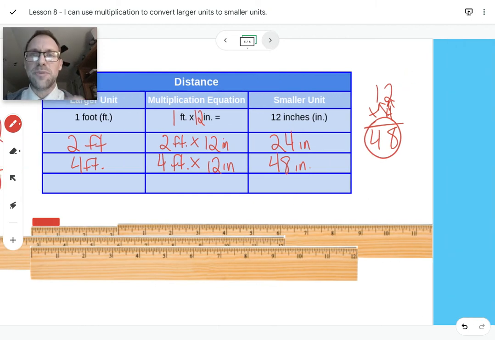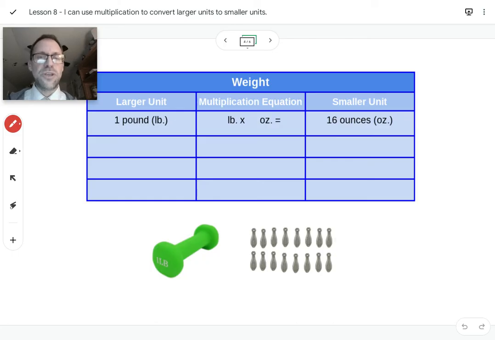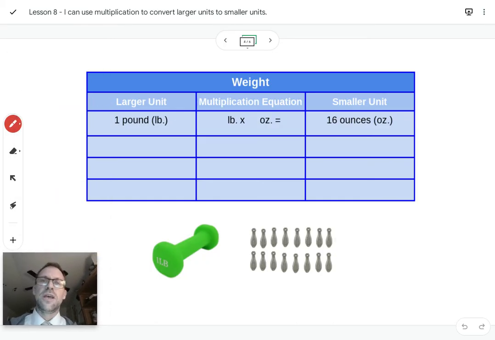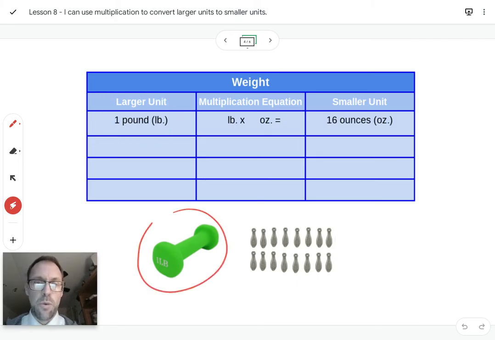Let's convert another type of unit of measurement. What if we went with a unit of measurement of weight? Could we use multiplication to convert units of weight? Well, in our example today, we're going to work with 1 pound. That's our larger unit. And here we have a 1 pound dumbbell.